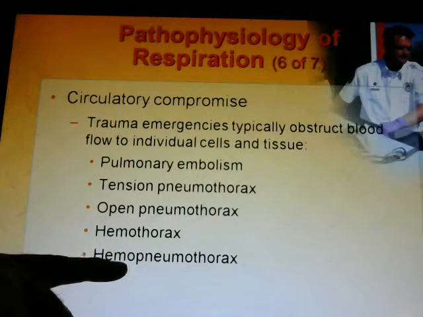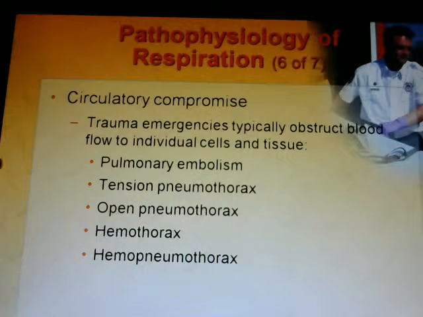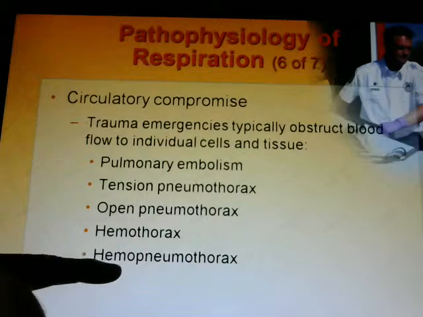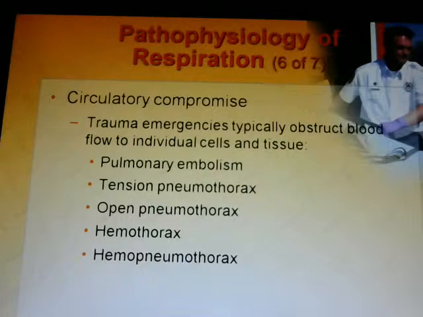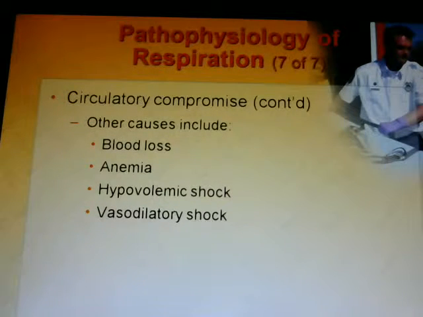So hemothorax is blood in the chest area. Pneumothorax is air, hemothorax is blood. So you can have blood and air in the chest cavity behind the lungs because one of your lungs is collapsed from some sort of trauma. Other causes include blood loss, anemia, hypovolemic shock, and vasodilation shock.